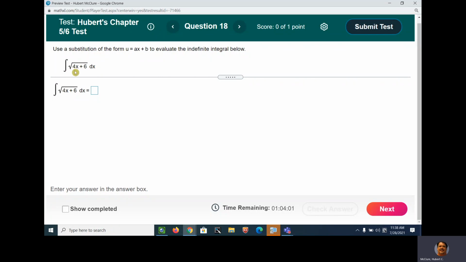Substitution, 4x dx, that'd be 4 dx. You put a 4 in here and a 1/4 out front. So your answer is going to be 1/4 times 4x plus 2 to the 3/2 over 3/2. So that'd be 8. It'd be something like that.